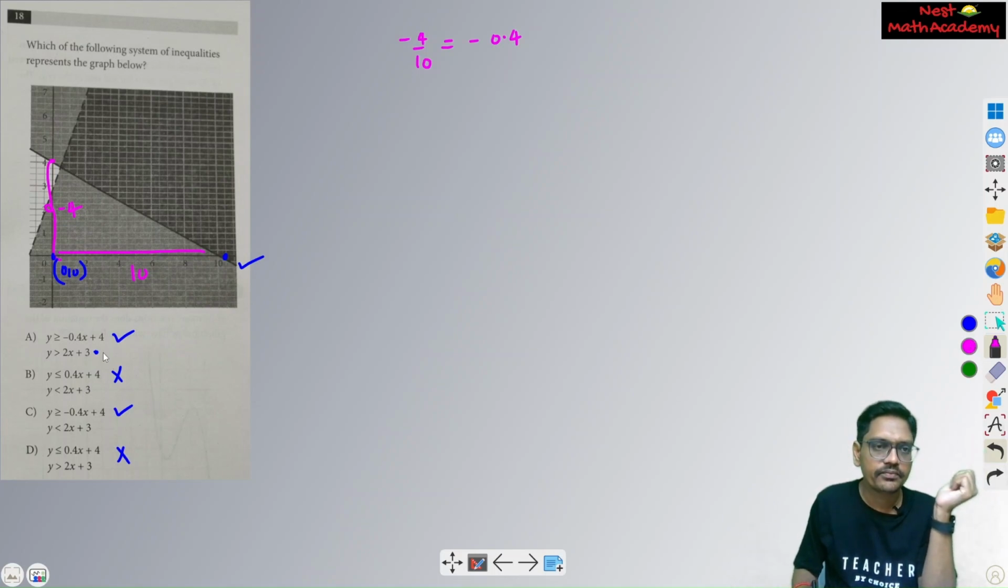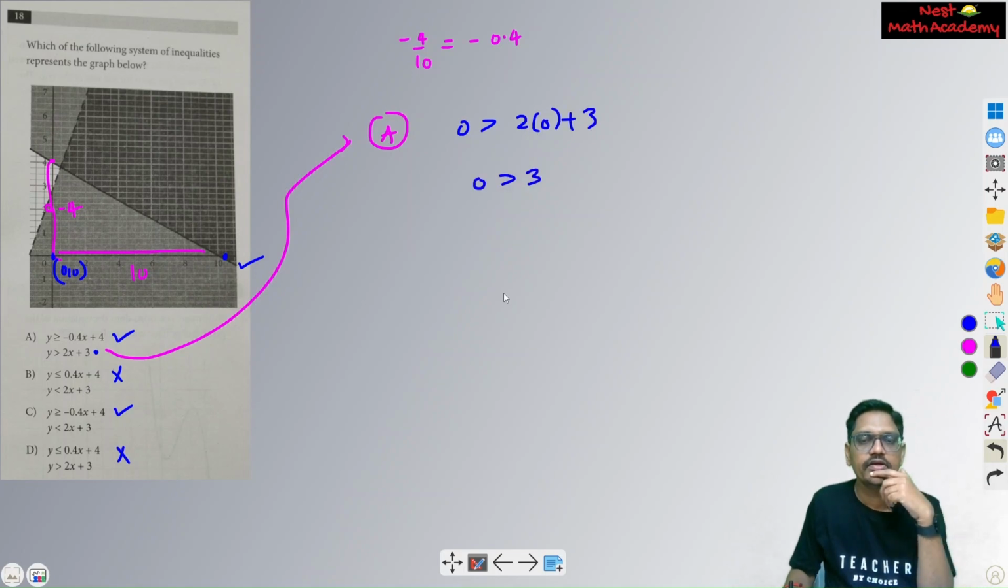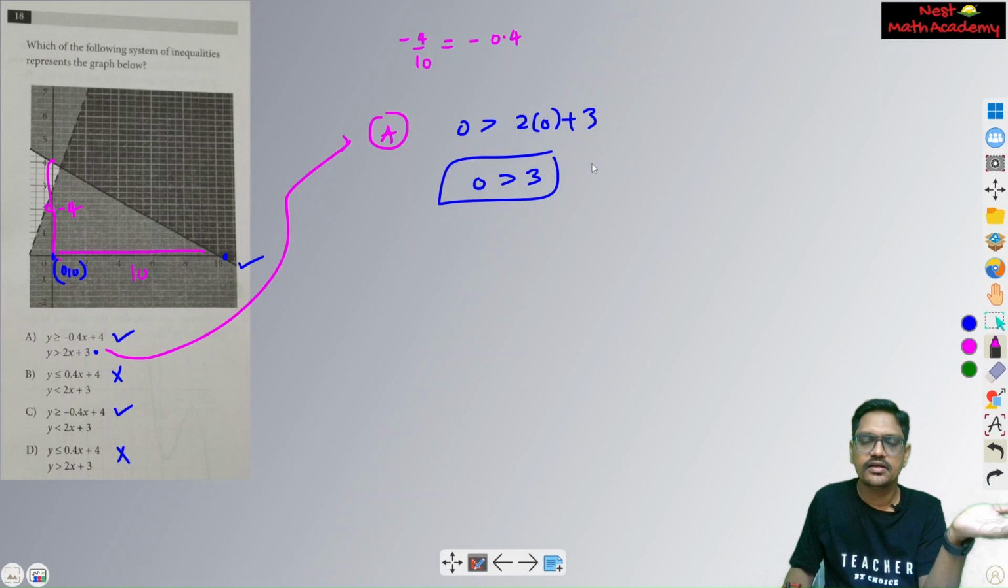So substitute here option A, 0, 0. If I substitute 0 greater than 2 times 0 plus 3, which is 0 greater than 3, I am getting. So 0 greater than 3 is wrong. It's a wrong statement. Means if this was the correct answer, I shouldn't shade this side. 0, 0 is not satisfying the inequality. I should shade the other side. This side I should shade. So that means option A is wrong. Am I making sense here? I repeat.